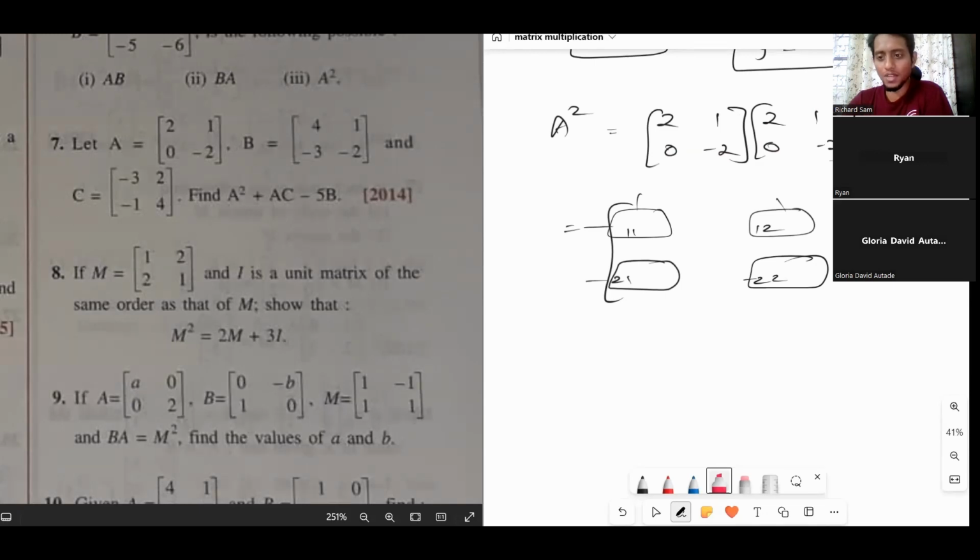See, there are 4 values in this answer. First one is 1, 1. That means first row, first column. This value is first row, second column. This is second row, first column. And 2, 2 means second row, second column. Is that clear?